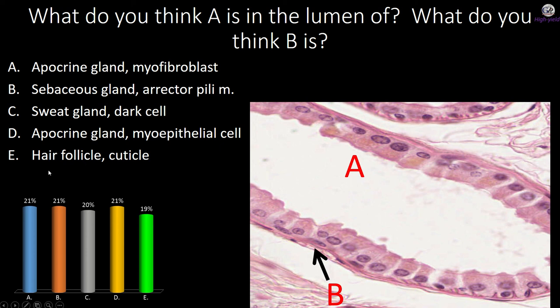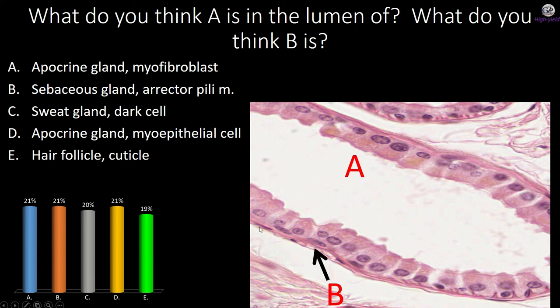It's certainly not a hair follicle because it doesn't look like stacked, stratified keratinocytes that are going to become cornified. They look like they have secretory products in these cells as well. And it's a pretty large lumen. So I would go with an apocrine gland for this A.